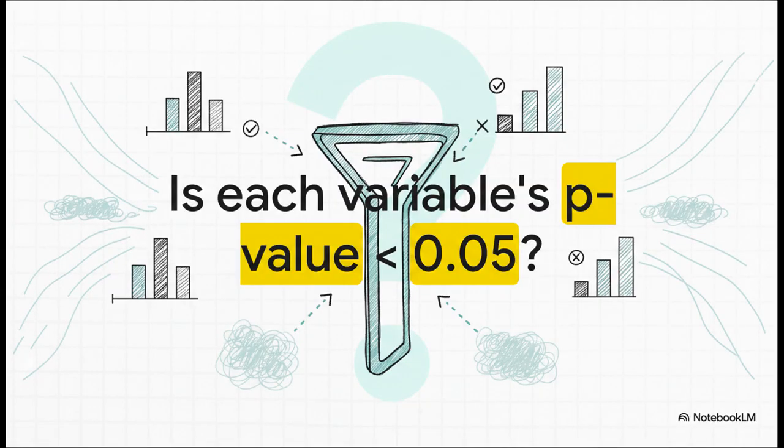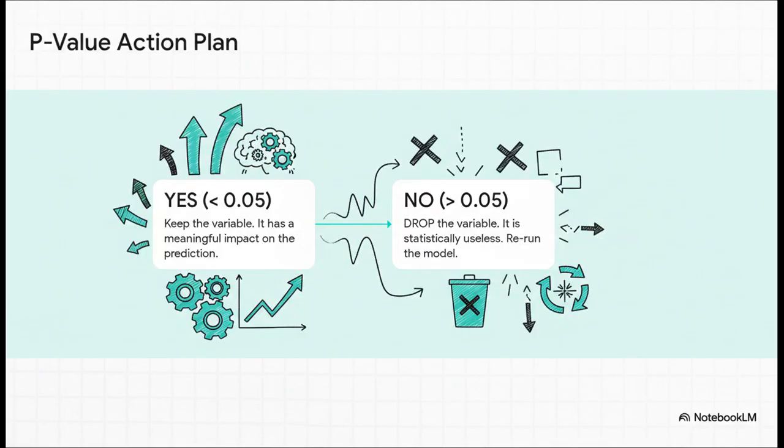We need to check if each ingredient, each variable in our model, is actually contributing in a meaningful way, or if it's just random noise. And we do this by looking at its p-value. And the rule here is super simple, very direct. The standard threshold is 0.05. If a variable's p-value is less than that, it's a keeper. It's doing good work. If it's higher though, it's statistically useless. You should drop it from the model and rerun your analysis.